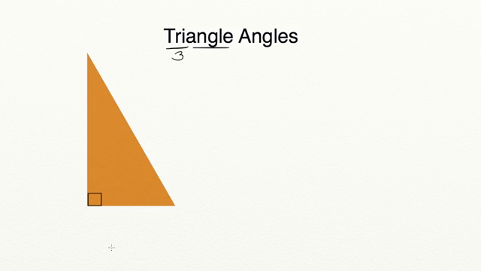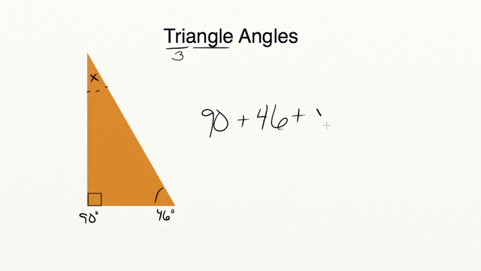We know that an angle that has a square in the corner is a right angle and is equal to 90 degrees. Now, if I tell you that this angle right here is equal to 46 degrees, can you tell me what this angle, x, would represent? Well, we know that a triangle's angles equal 180 degrees. So if we add 90 plus 46 plus x, which is our missing number, we know it will equal 180 degrees. So now we just have to find our missing number x.